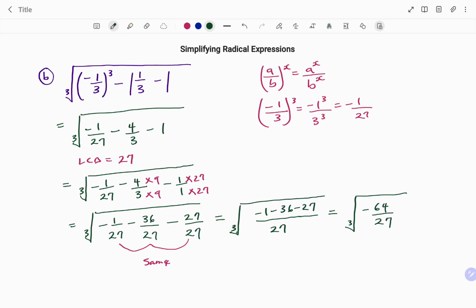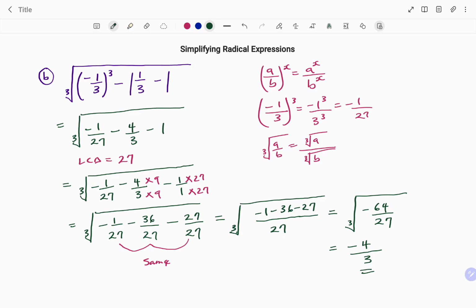over 27. So applying the same root rule that says the cube root of a over b is the same thing as the cube root of a over the cube root of b. Splitting that up, cube root of minus 64 will give me minus 4 over cube root of 27, which is 3. So my answer is minus 4 over 3.